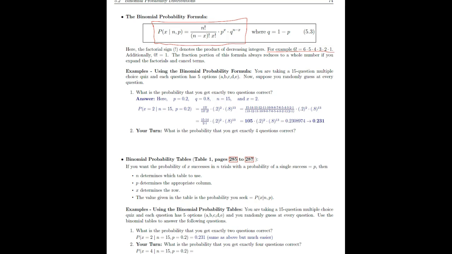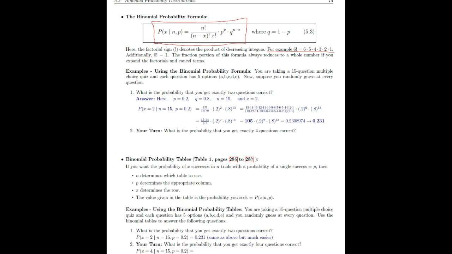And in addition, a little note that 0 factorial we always define as equal to 1. So the fraction portion of this formula always will reduce to a whole number if you expand the factorials and cancel the terms out properly. All right, so let's see an example.